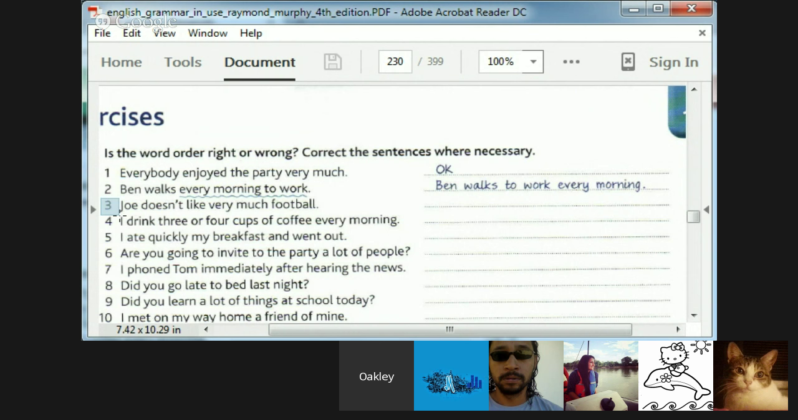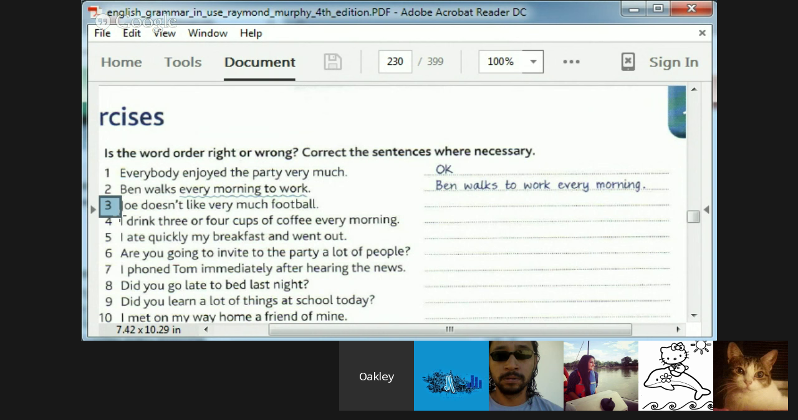So Heidi, number 3. Joe doesn't like very much football. I think it's wrong because football is a direct object, so they should connect to each other. That's right. It's a direct object. It should be connected with the verb. Right. Okay. This actually has a different meaning. It occurs to me that if I leave the sentence the way it is, it actually is a good sentence, but it means something completely different. So, Joe doesn't like football very much.